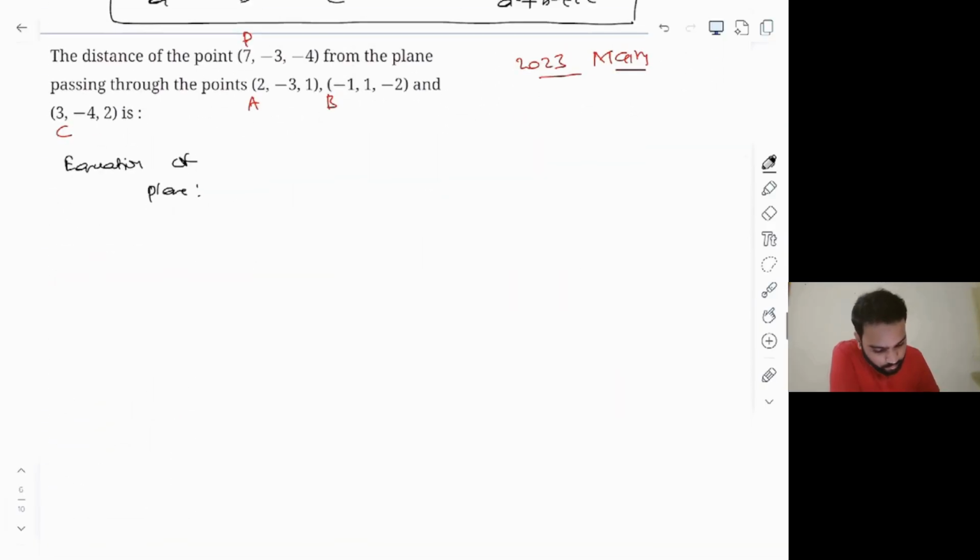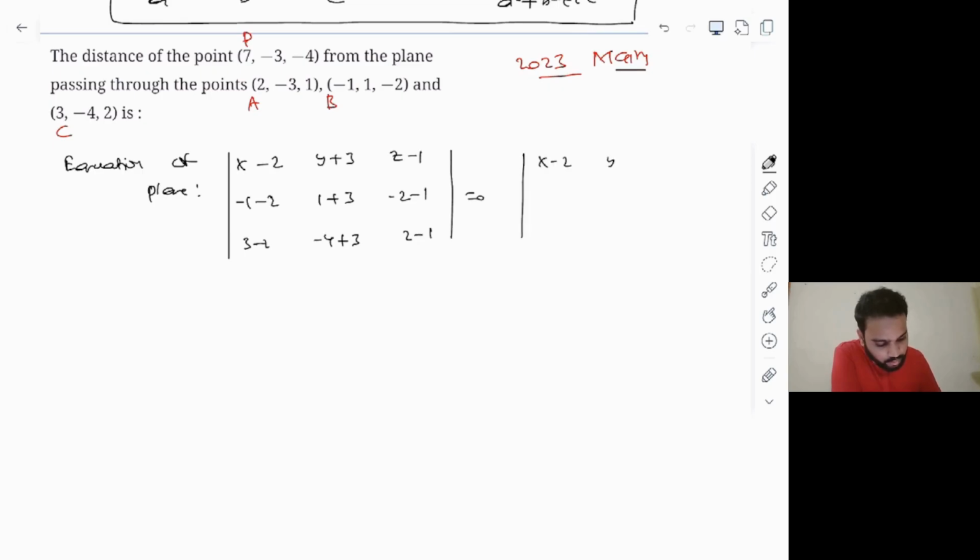So let me write down the formula, which is det of x minus x1, y minus y1, z minus z1, and then x2 minus x1, y2 minus y1, z2 minus z1, and then similarly x3 minus x1, y3 minus y1, z3 minus z1. And let us try to expand this one completely, which will be that of x minus 2, y plus 3, z minus 1. This is minus 3, 4, minus 3, 1, minus 1, 1 is equals to 0.